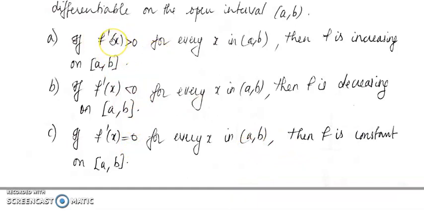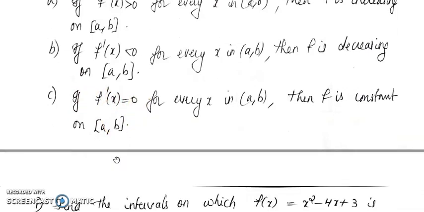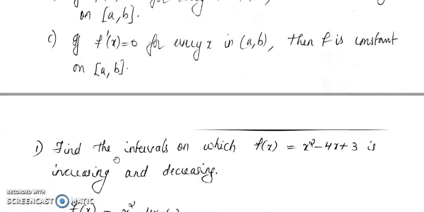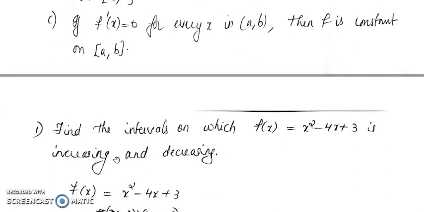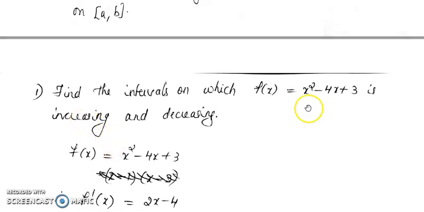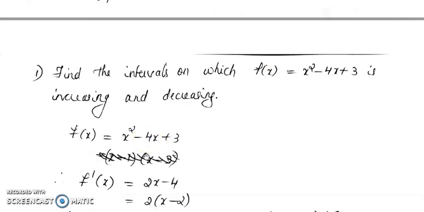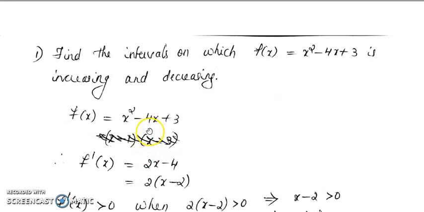ഇപ്പോൾ greater than 0 ആണെങ്കിൽ slope positive ആണെങ്കിൽ increasing ആയിരിക്കും, negative ആണെങ്കിൽ decreasing ആയിരിക്കും, and equal to 0 ആണെങ്കിൽ it will be a constant. So we will look at a few examples of how to find whether a function is increasing or decreasing. ഇപ്പോൾ you are given the function f of x equal to x square minus 4x plus 3. We need to check whether the function is increasing or decreasing. So first derivative കണ്ടുപിടിക്കുക. So f dash of x will be 2x minus 4.